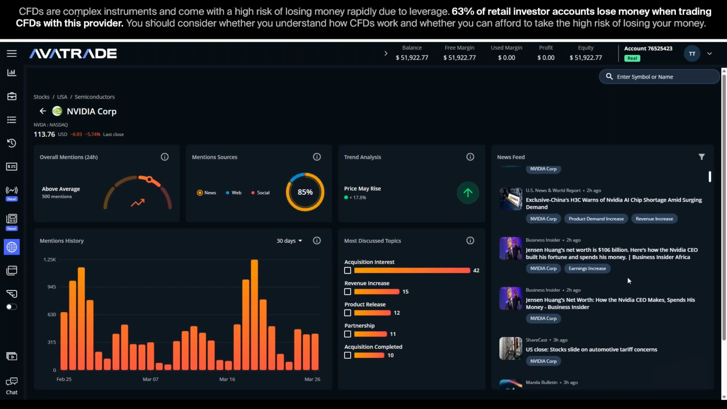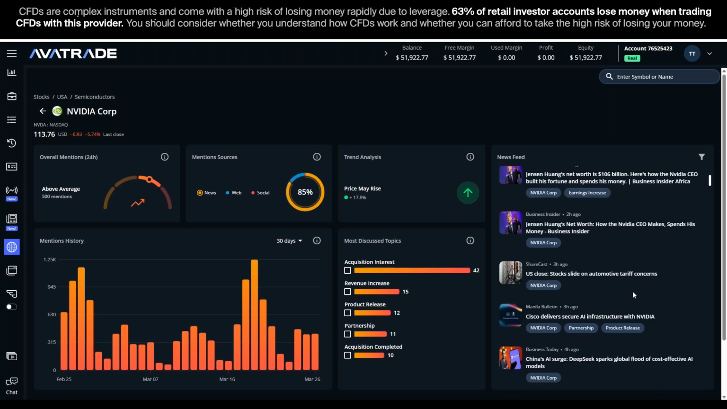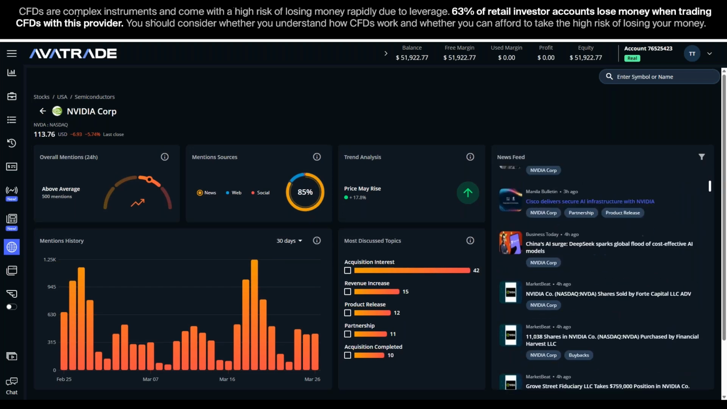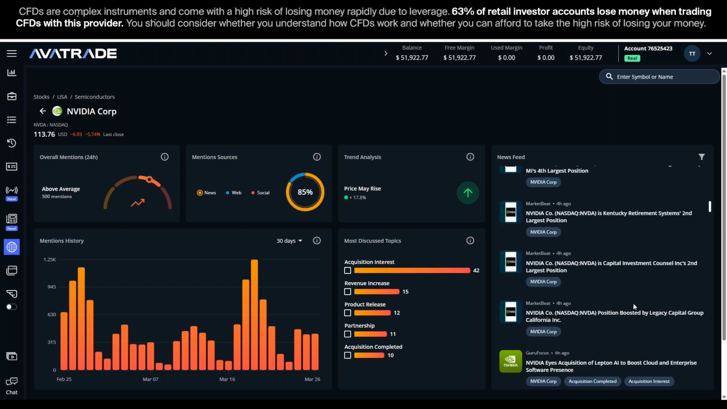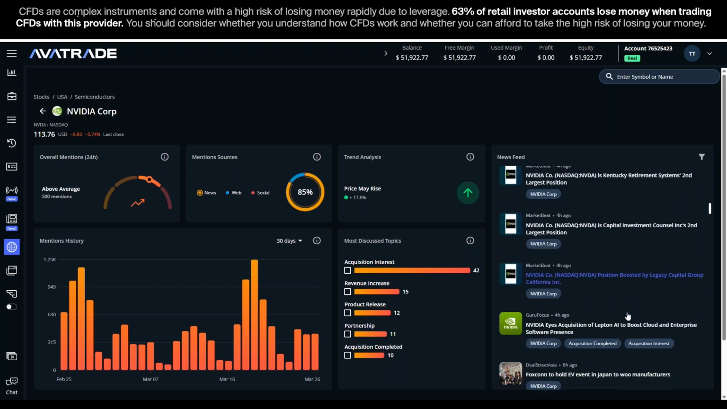And as you scroll down, you can start to see articles that might convince you. Here, this is interesting. NVIDIA eyes acquisition of Lepton AI to boost cloud and enterprise software presence.